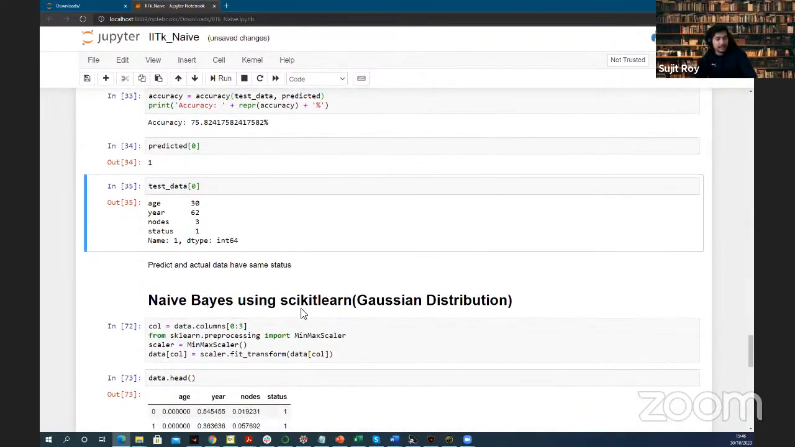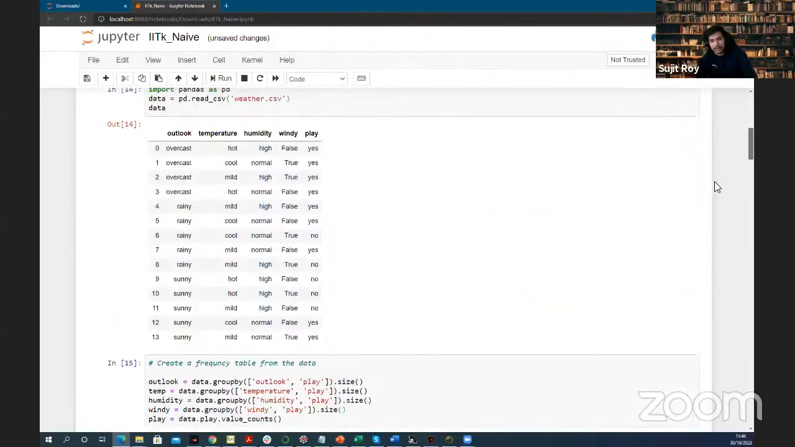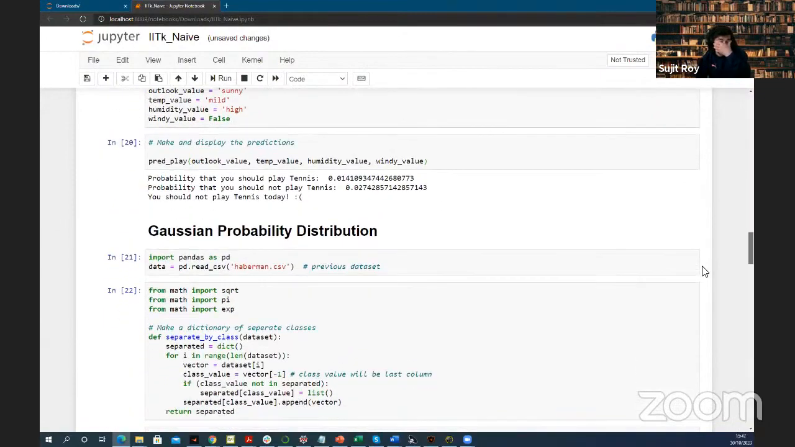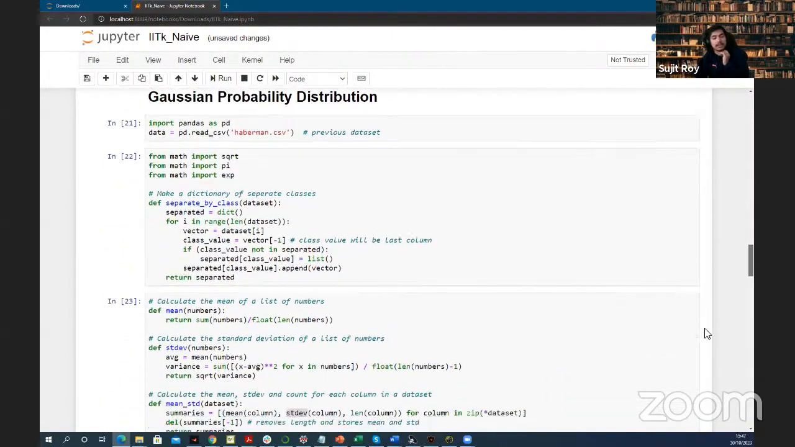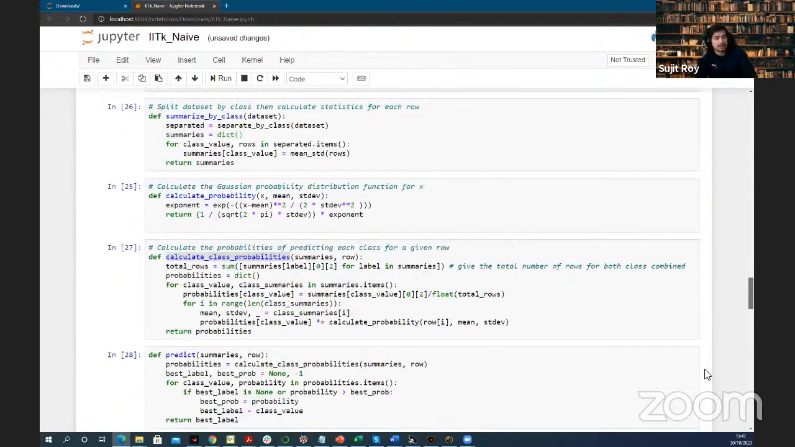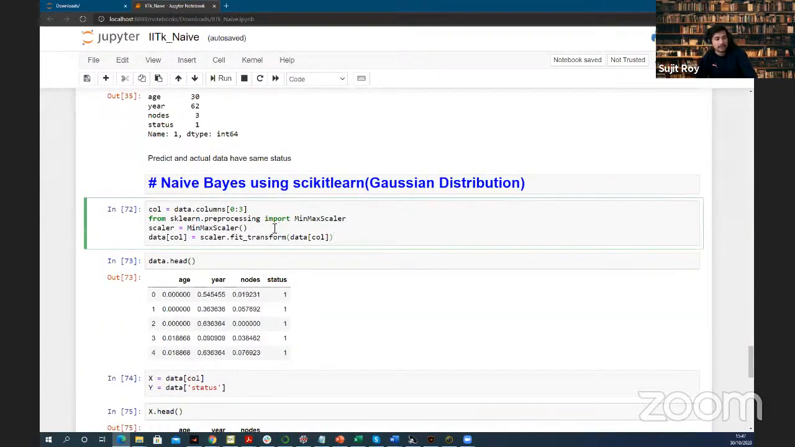Now, naive Bayes using scikit-learn. We have used the Python formulas here to calculate, using the math formulas. But we can also do that in a single step by using the standard library, which has all the things built into it. So you are going to use the scikit-learn library, and you're going to use the Gaussian distribution.